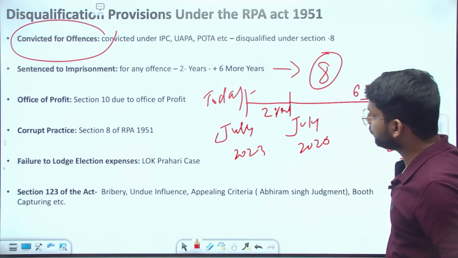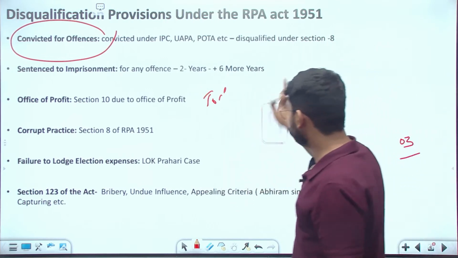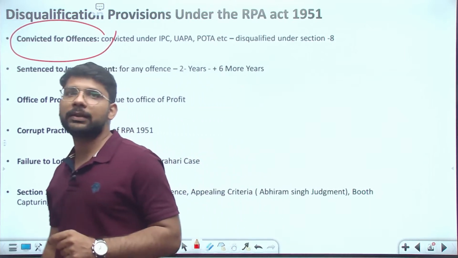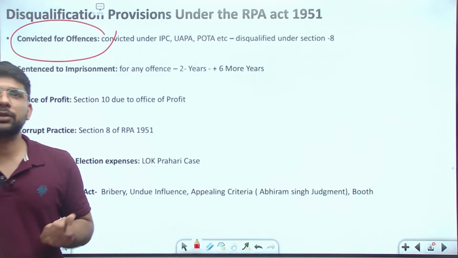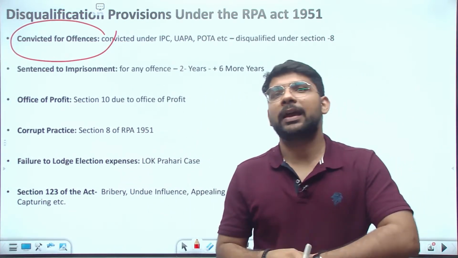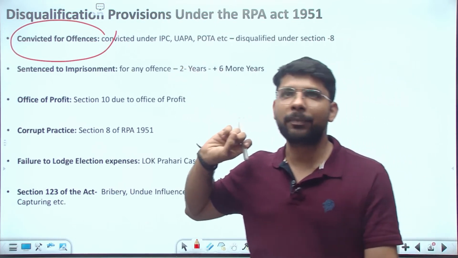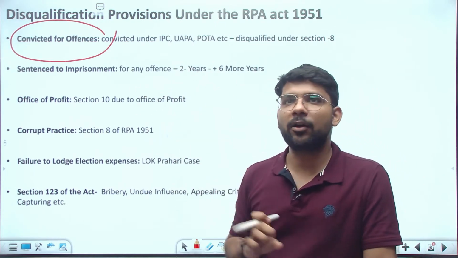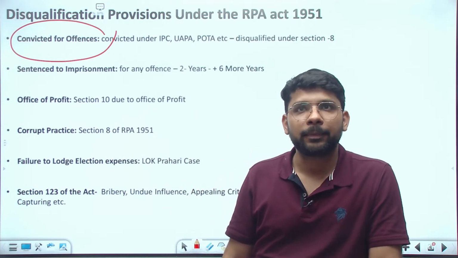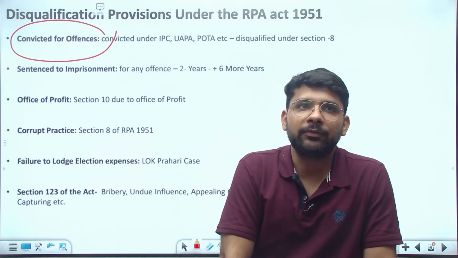Okay, clear? Then the next point is the office of profit. The office of profit is not clearly defined in the Indian Constitution, and it can change from time to time. If any MP or MLA holds an office of profit in the government of India or in any state government, and takes profit illegally, he or she can be disqualified under the RP Act of 1951.